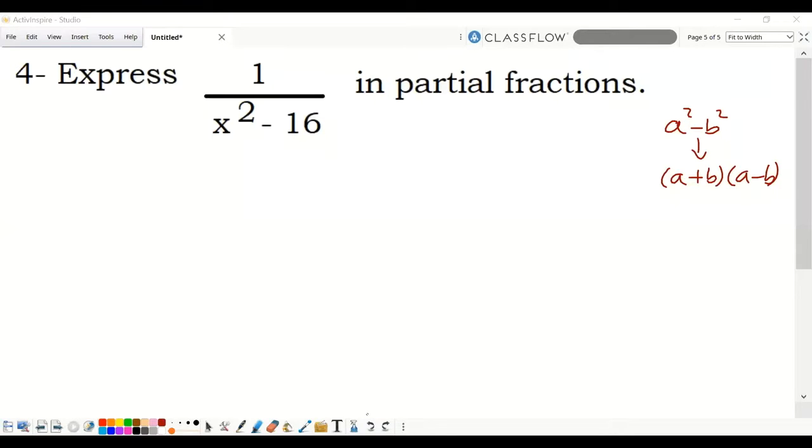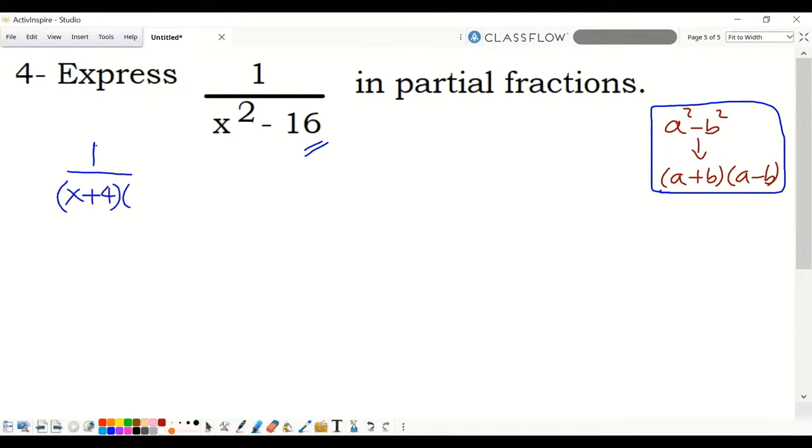This is the solution of question number 4, WASSCE 2020 Elective Math. It says to express this particular expression in partial fractions. So for partial fractions, first we factor the denominator, and this is the identity we will use for factoring. X squared is a perfect square, 16 is a perfect square, so we can write this as x plus 4, x minus 4 as factors.